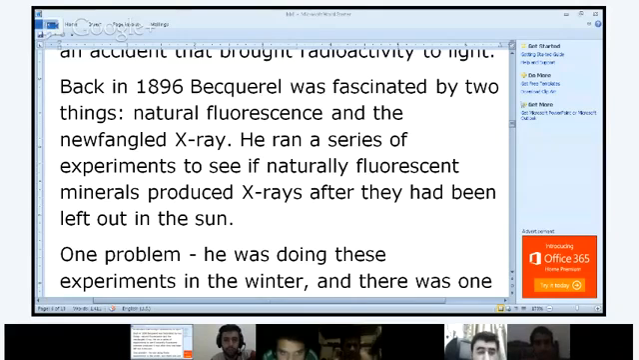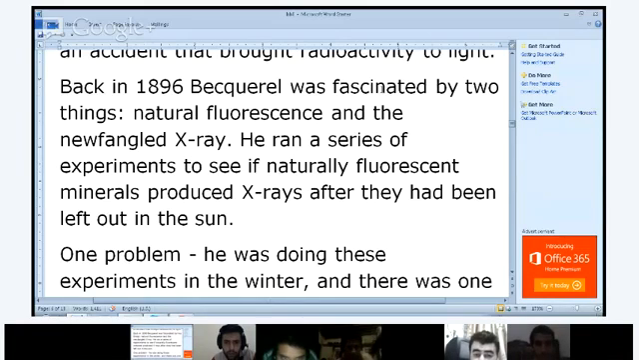All right, and so, Mohammed, could you read this, please? Okay. Back in 1896, Becquerel was fascinated by two things: natural fluorescence and newfangled X-rays. He ran a series of experiments to see if naturally fluorescent minerals produce X-rays after they had been left out in the sun.